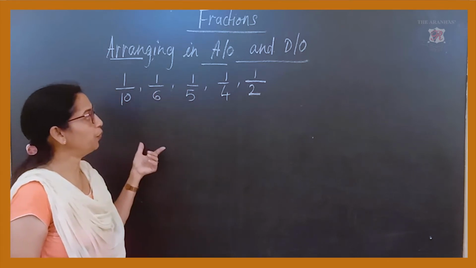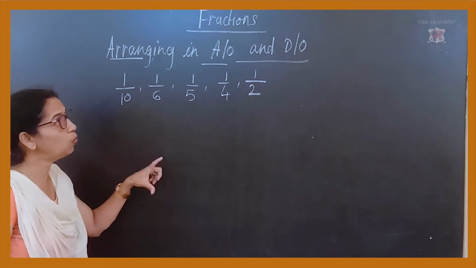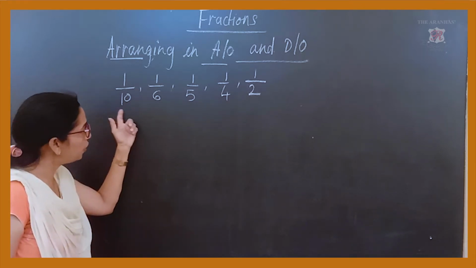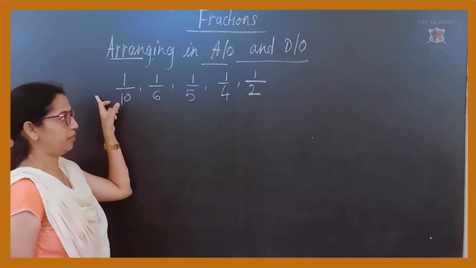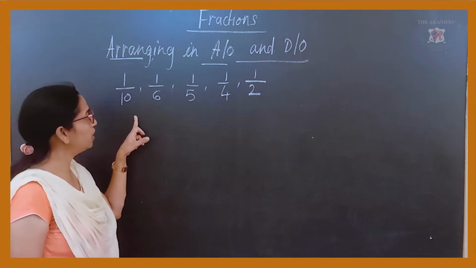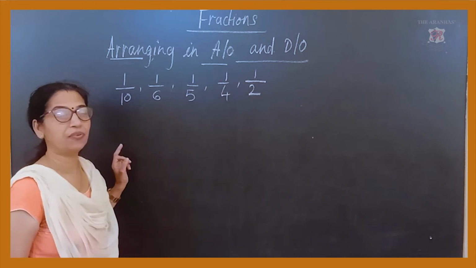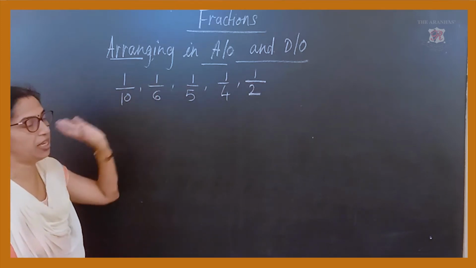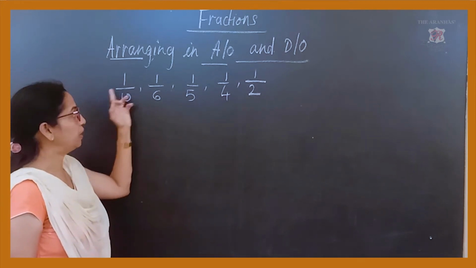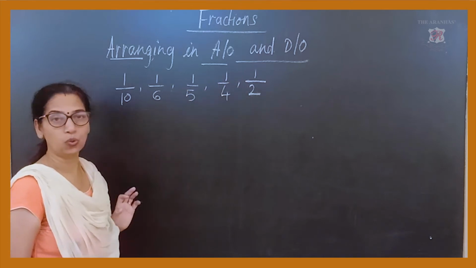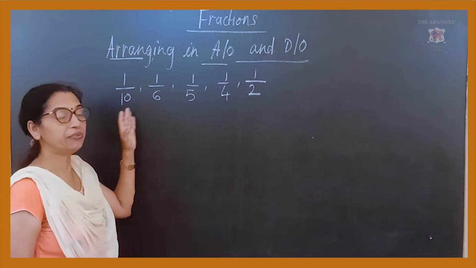In the last lecture we have seen how to compare fractions. So first we will look at their denominators and numerators. By observing, you will see that everywhere in the numerator place we have only 1. The denominators are different, but the numerators are 1 only. So all the given fractions are unit fractions.